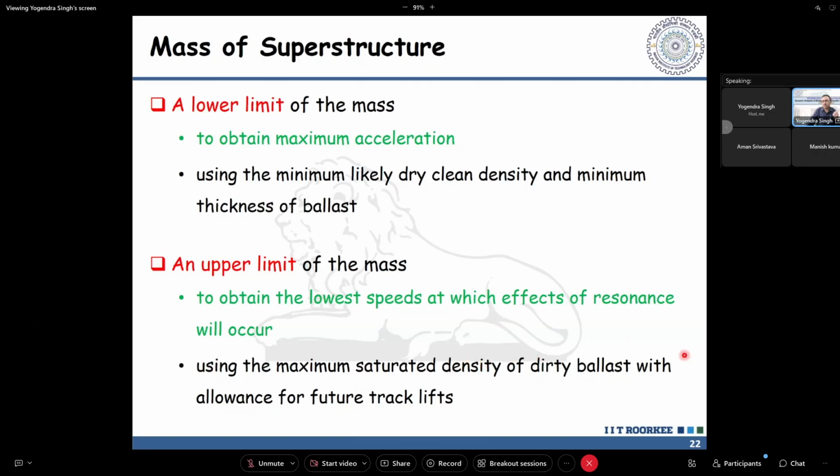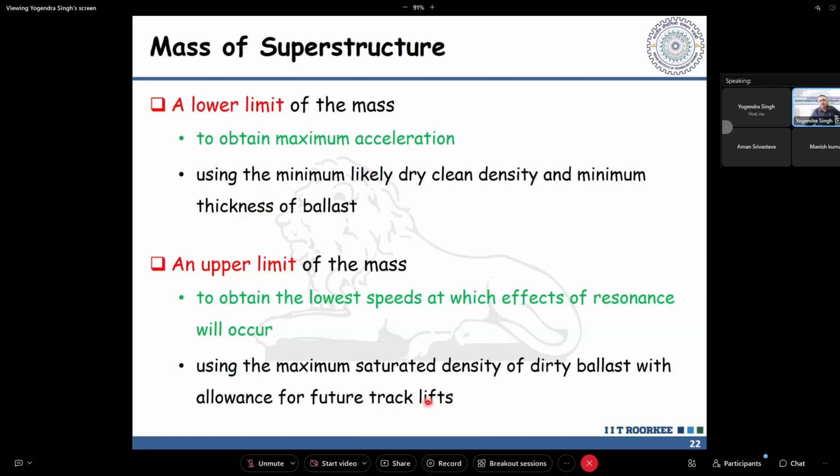when railway tracks are laid on ballast, it keeps gathering some dust, and periodically that ballast needs to be cleaned. When the ballast is cleaned and the dust is removed, the weight over the bridge is going to reduce. And when the dust is present and rain has also taken place, the dust will retain water, and due to that the mass of the ballast is going to increase. So that is one component which causes uncertainty or variation in the mass.